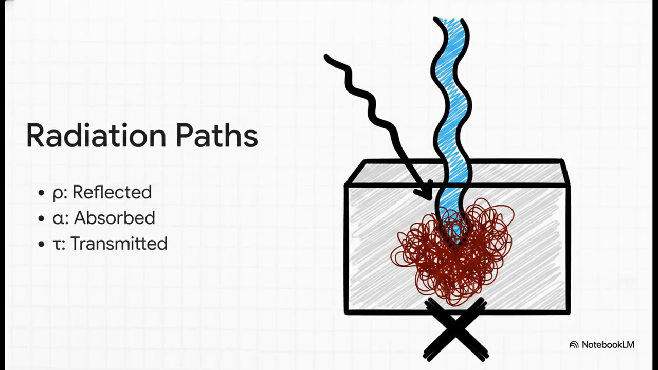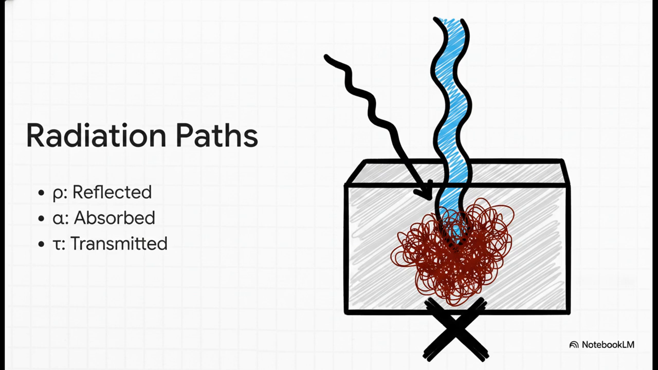First is reflectivity, which is just the fraction that bounces off. Second is absorptivity, the fraction absorbed straight into the body. And third is transmissivity, the fraction that passes right on through. Since energy is always conserved, these 3 fractions have to add up to exactly 1. But here is the kicker for most solid objects. They don't really let anything pass through.